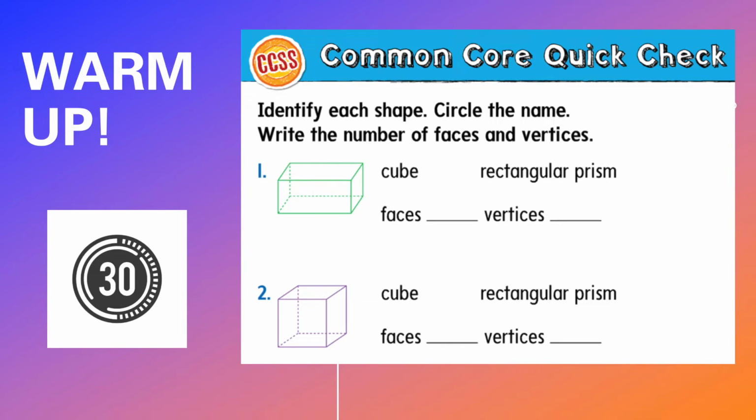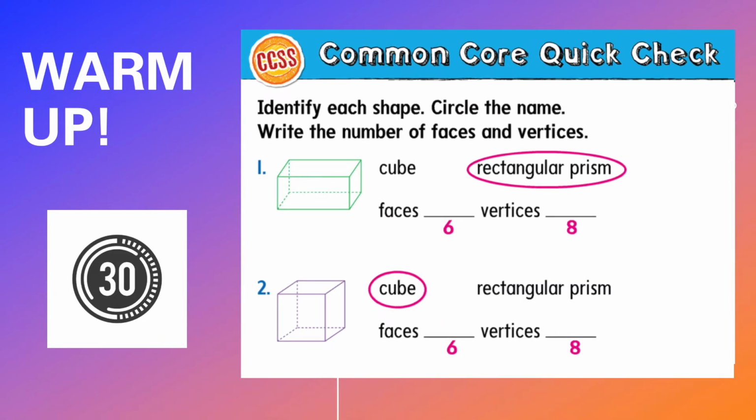And stop. Okay, mathematicians, go ahead and check your work. For shape number 1, it is a rectangular prism. It has 6 faces and 8 vertices. Number 2 is a cube, and it also has 6 faces and 8 vertices.